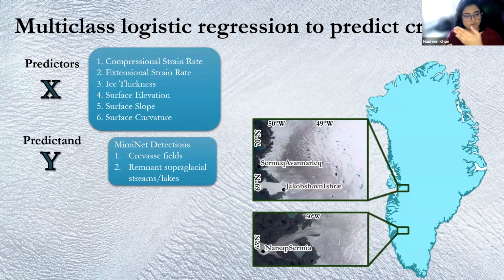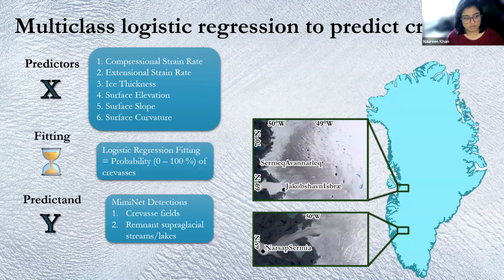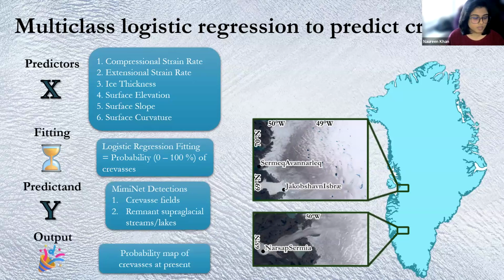So we take our green crevasse fields and our blue meltwater features, and then we fit a logistic regression method with x and y's to find the probability of crevasses at a given location. And then finally, we get the output of the probability map of crevasses in our study areas. Let's see what the results are like.